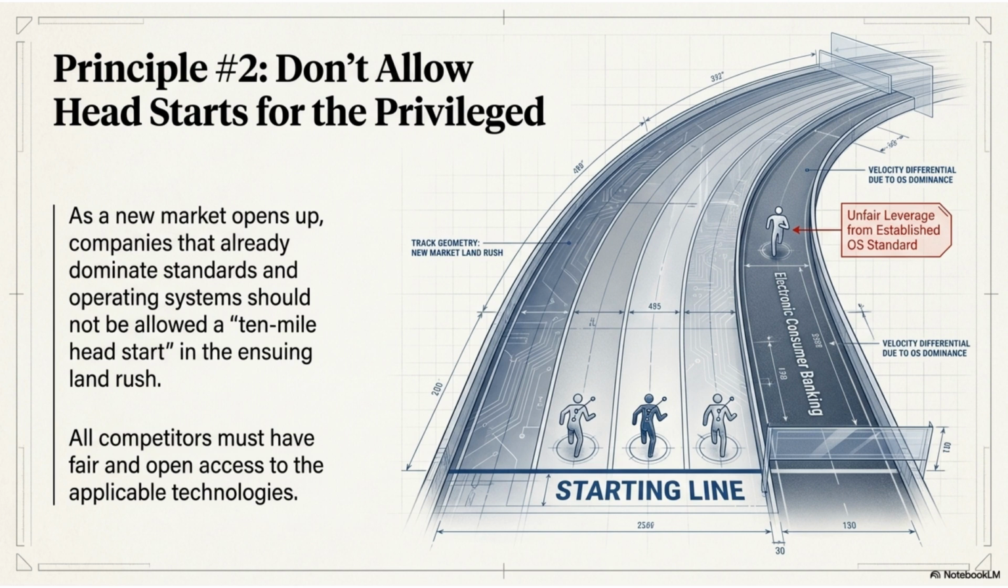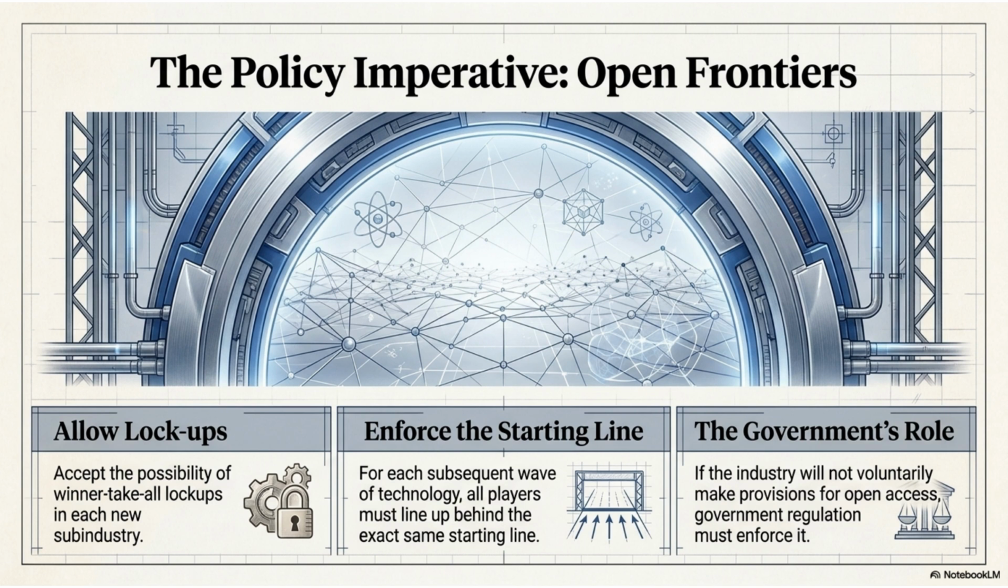This is Section 5, the starting line. Yeah, this is the grand bargain of the tech age. To accept this framework, we essentially have to accept the possibility of winner-take-all lock-ins. In each new sub-industry, in each new wave of technology, we have to accept the monopoly. We do. We trade the fragmented competition of Marshall's world for the seamless convenience of the digital lock-in.